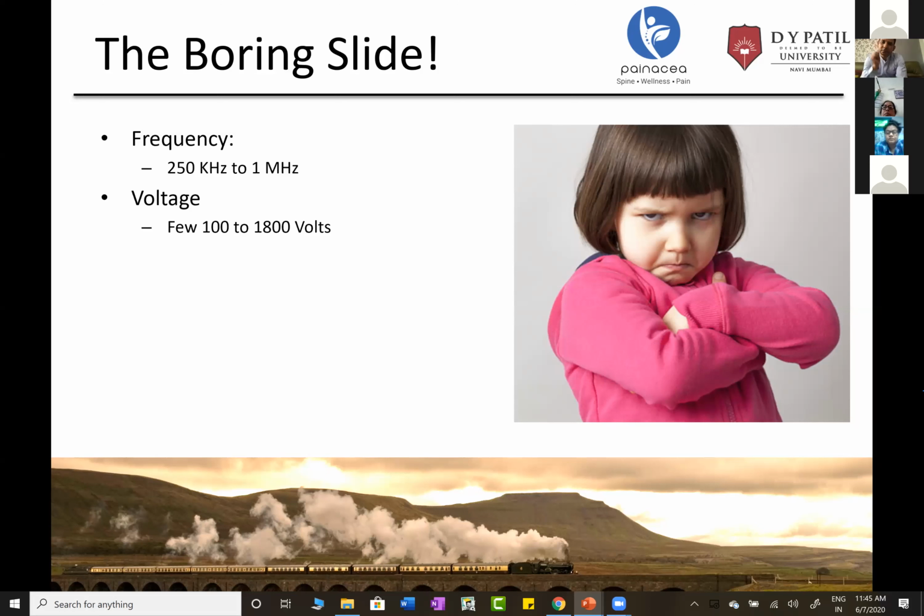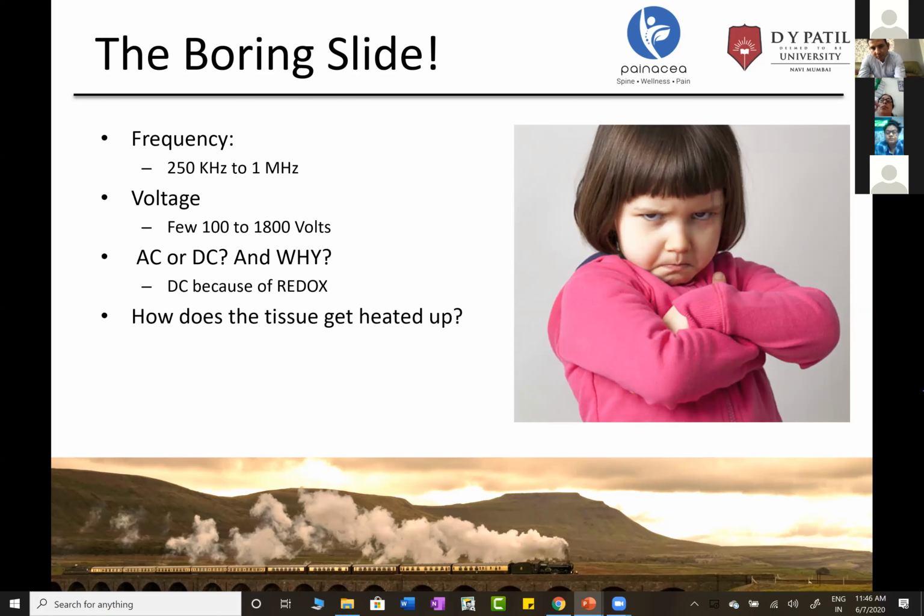And now, please type this answer: whether the RF runs on AC, but in the body whether it gives an AC or DC and why. So alternating current or direct current, what does it give? I'll answer this question also. It gives a direct current because with alternating current there is a chance of redox reaction, which does not happen with a direct current.